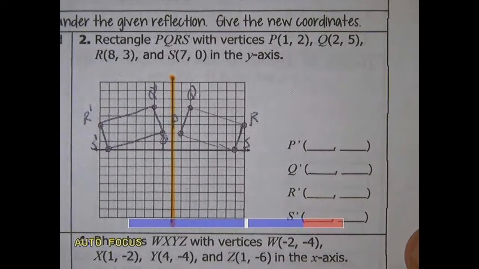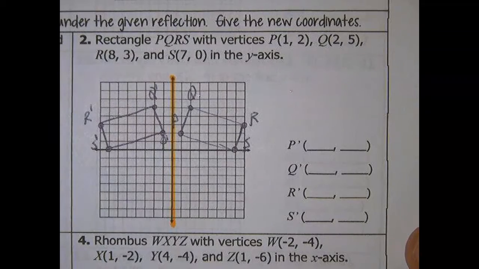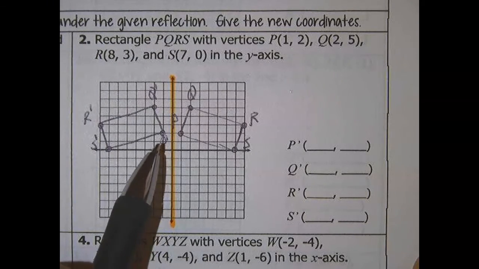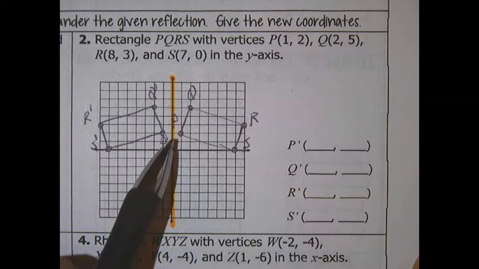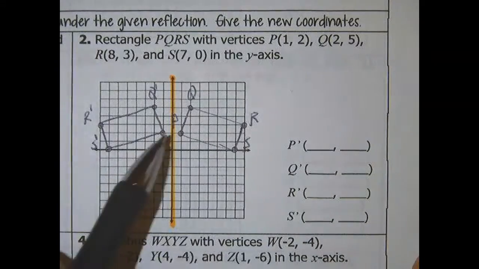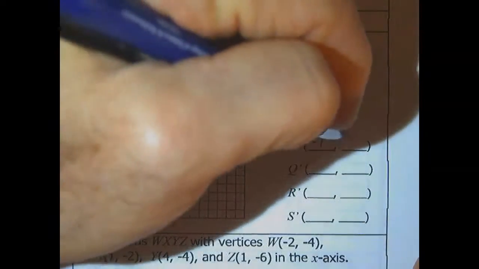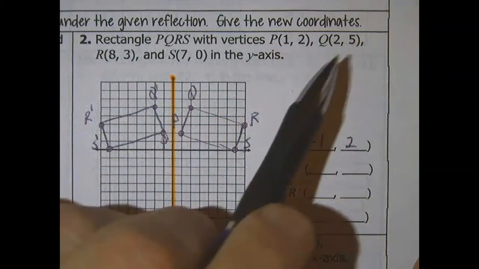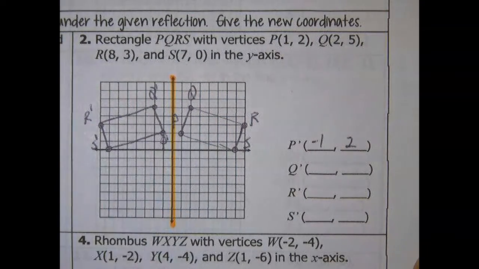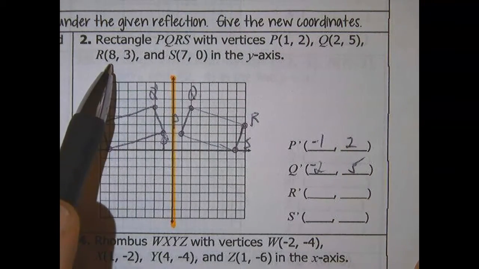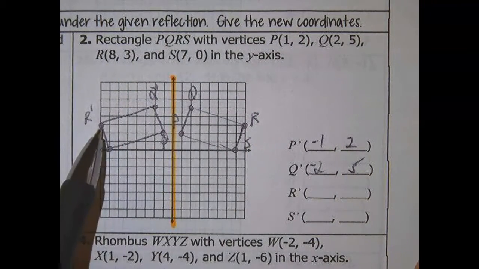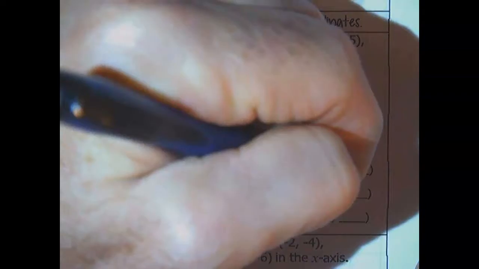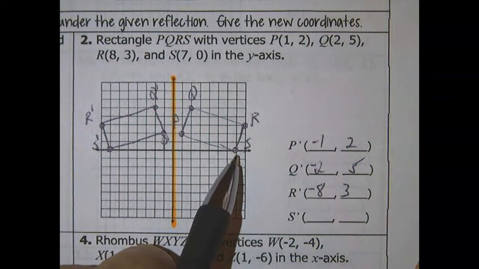All right, now let's get all of our ordered pairs and let's observe that we have a little pattern going on here. So P first went from 1, 2 to negative 1, 2. Q went from 2, 5 to negative 2, 5. R went from 8, 3 to negative 8, 3. And S went from 7, 0 to negative 7, 0.